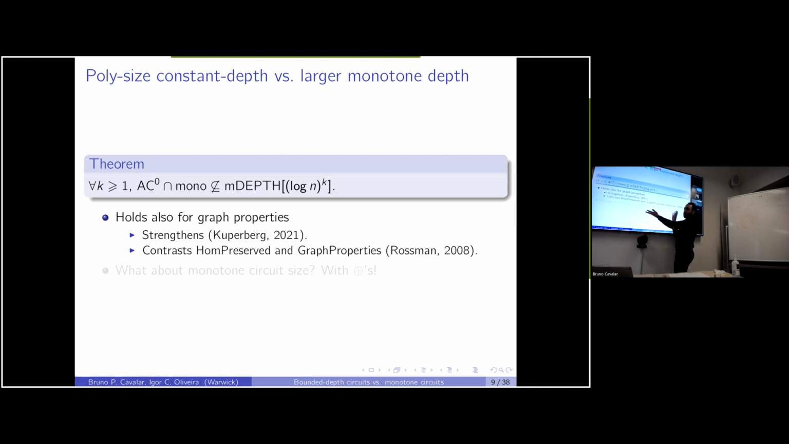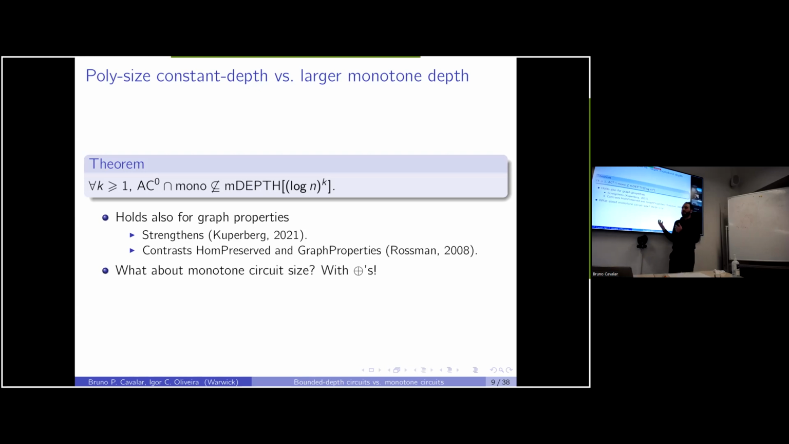And it gives a contrast between the class of graph properties and graph properties which are preserved under homomorphisms. As we just mentioned, this class of properties preserved under homomorphisms can be collapsed to low depth, but not the graph properties in general.